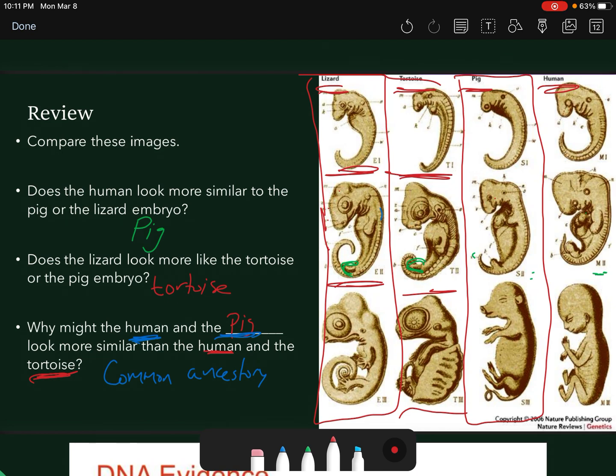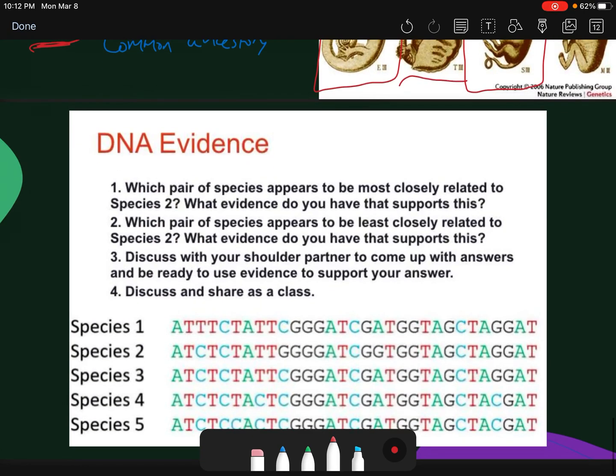Okay, and that's all that we are taking away from the graph or from the image, is that when two embryonic stages look more like one another, we are going to be able to say that those two organisms have a closer or a much closer common ancestor than any of the other organisms that we are looking at. So in this case, the pig and the human would have the closest common ancestor when comparing it to the tortoise. Okay?